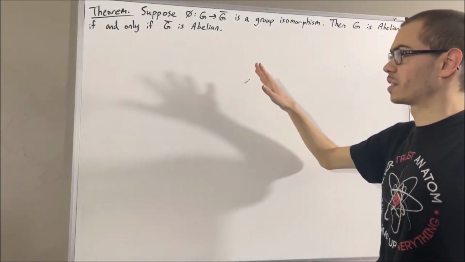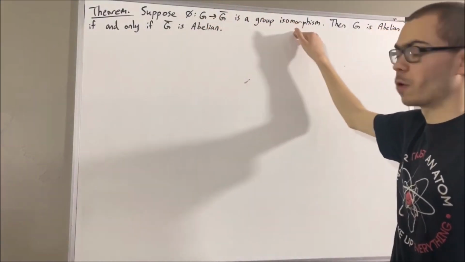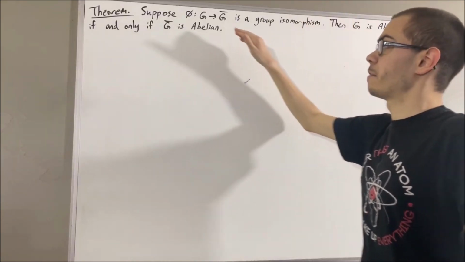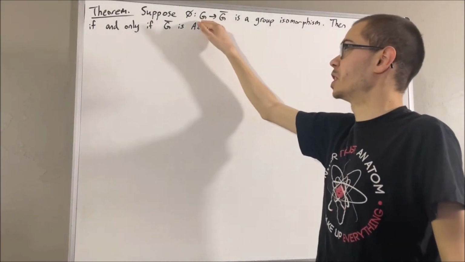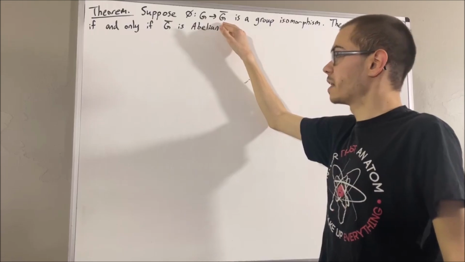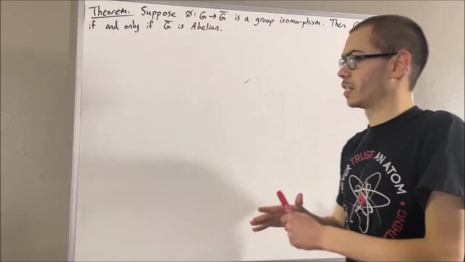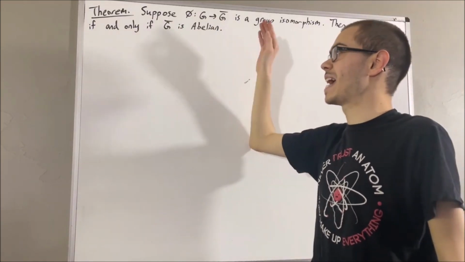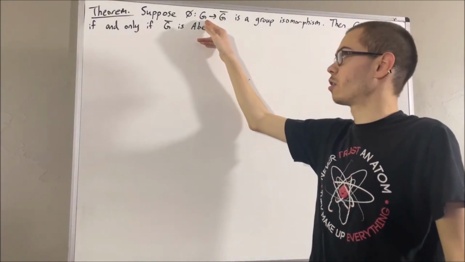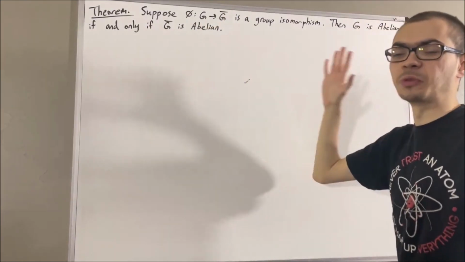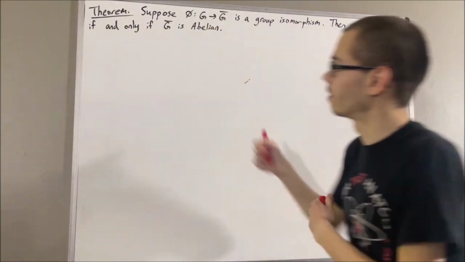Now let's remind ourselves. Since phi is a group isomorphism, this means that phi is a bijective function from G to G bar. And phi preserves the group operation. More precisely, given any two elements A and B in G, we have that phi of A times B is equal to phi of A times phi of B.